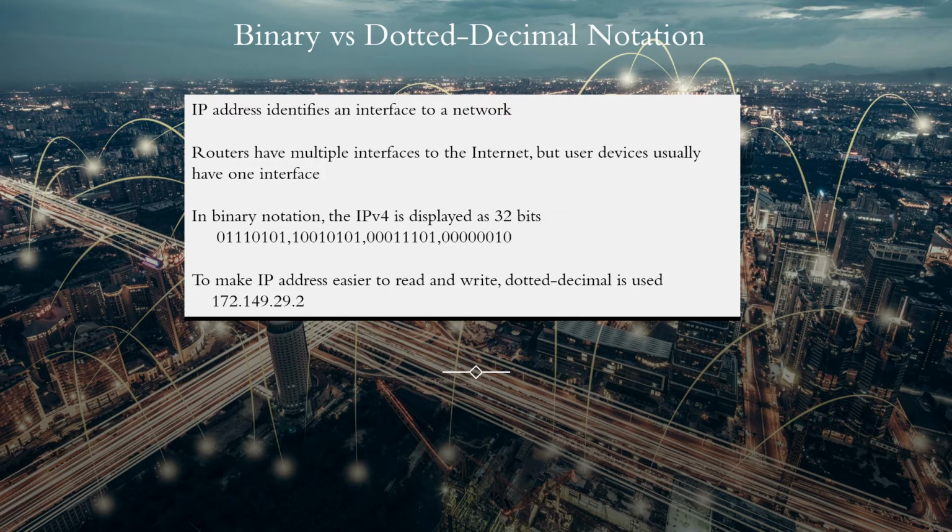There are two notations to show an IPv4 address, binary and dotted decimal. In binary notation, the IPv4 address is displayed as a 32-bit address. To make the IPv4 address more compact and easier to read, Internet addresses are usually written in decimal form with a decimal point separating the bytes. For example, 172.149.29.2 is the dotted decimal notation of the above address.